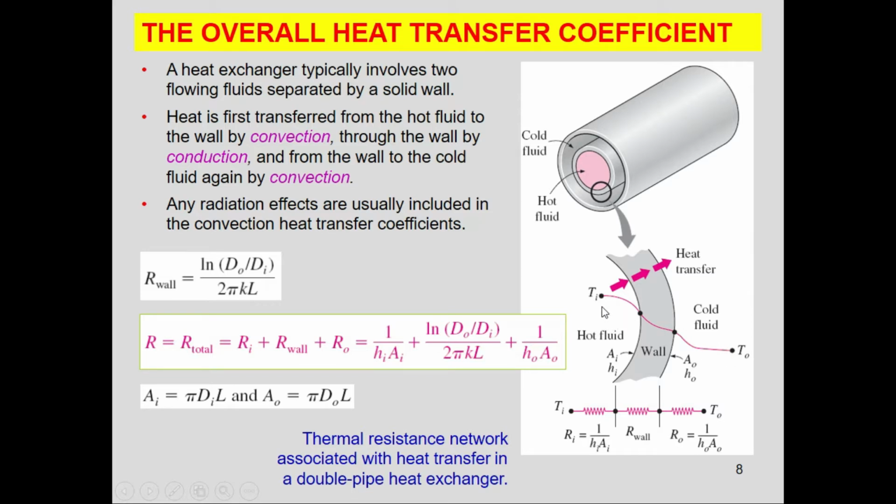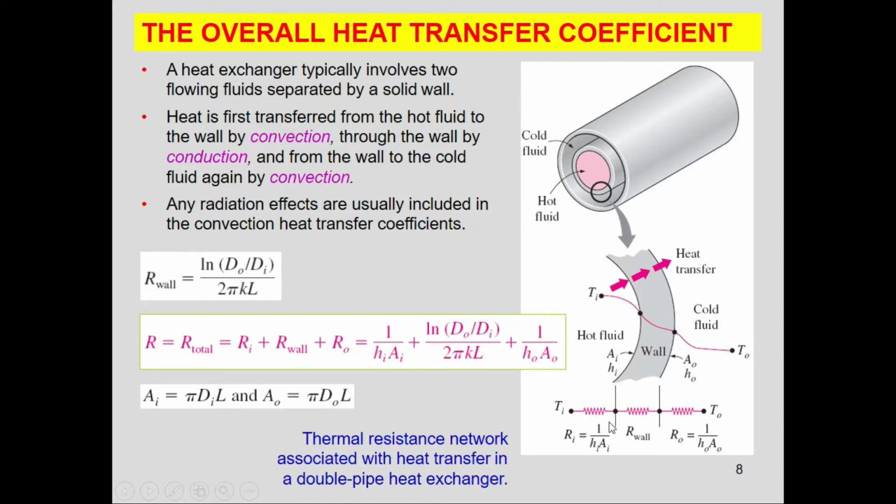So there will be two convection processes and one conduction process. The heat will face three kinds of resistances: one is the convection process, one is through the wall, and one is the convection process when the heat is transferred from the wall towards the cold fluid.